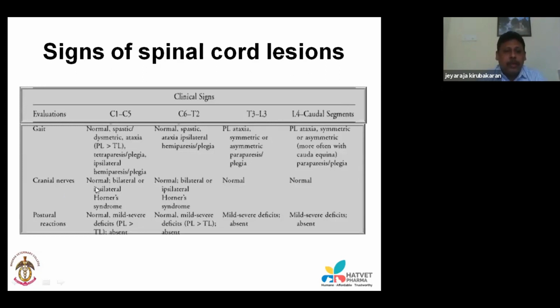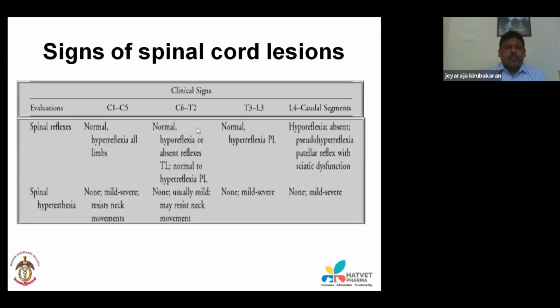Then coming to the cranial nerves, they should be normal, or sometimes you see ipsilateral Horner's. These segments are involved in case of any injury or myelitis. In that segment you can see that. But here the cranial nerves will be normal. Coming to postural reactions, it will be normal or have mild to severe deficits in case of C1 to C5. The same thing here, mild to severe deficits and also sometimes absent in both. That's postural reactions, your conscious proprioception, hemi-standing, hemi-walking, hopping, all those things.